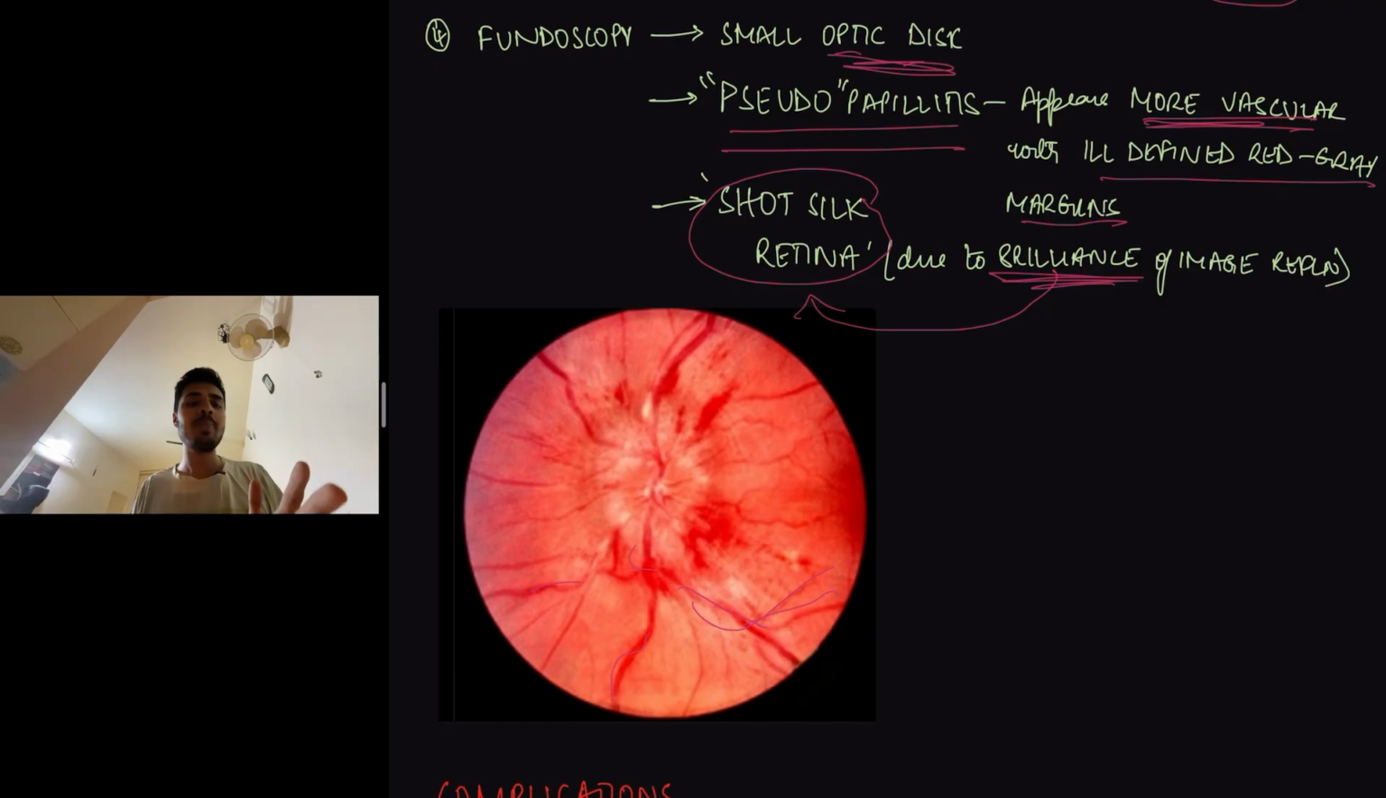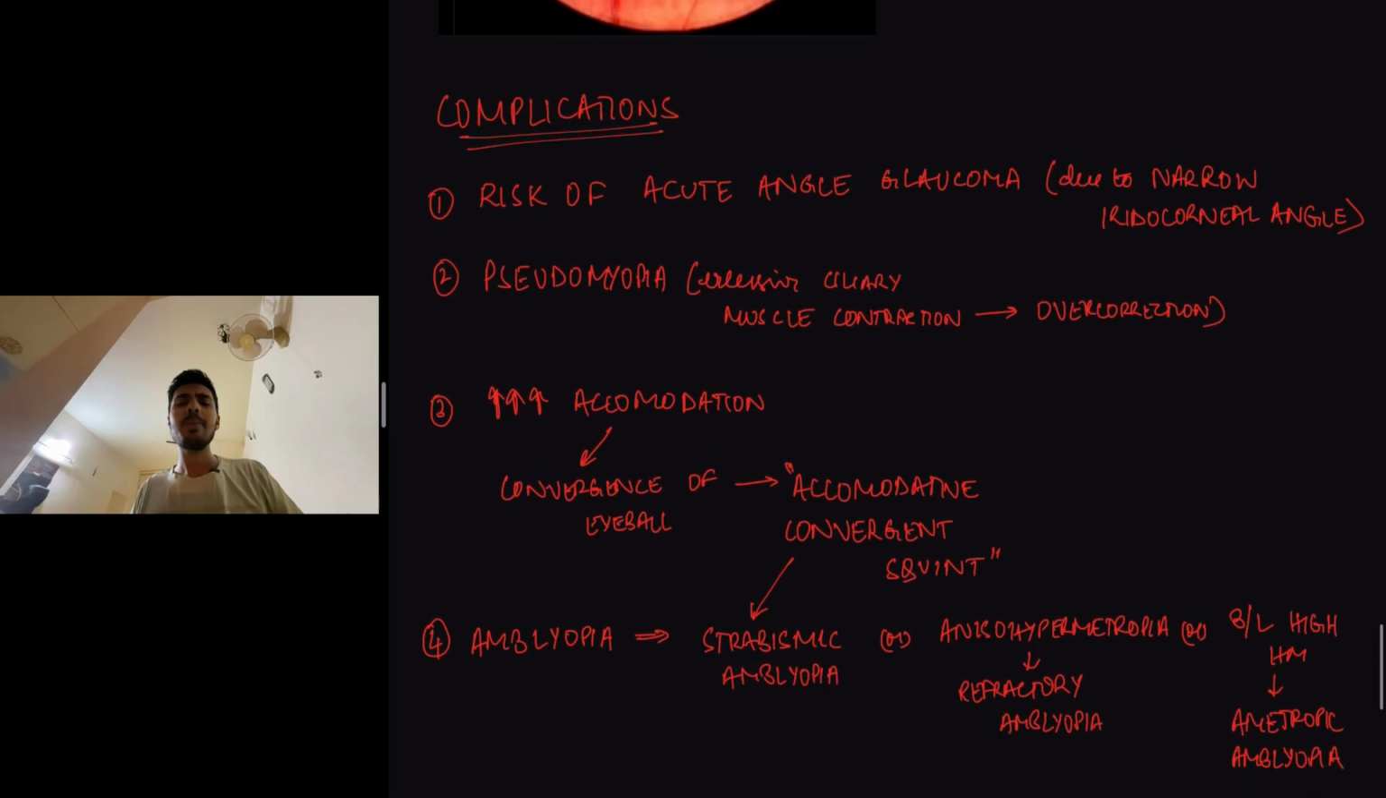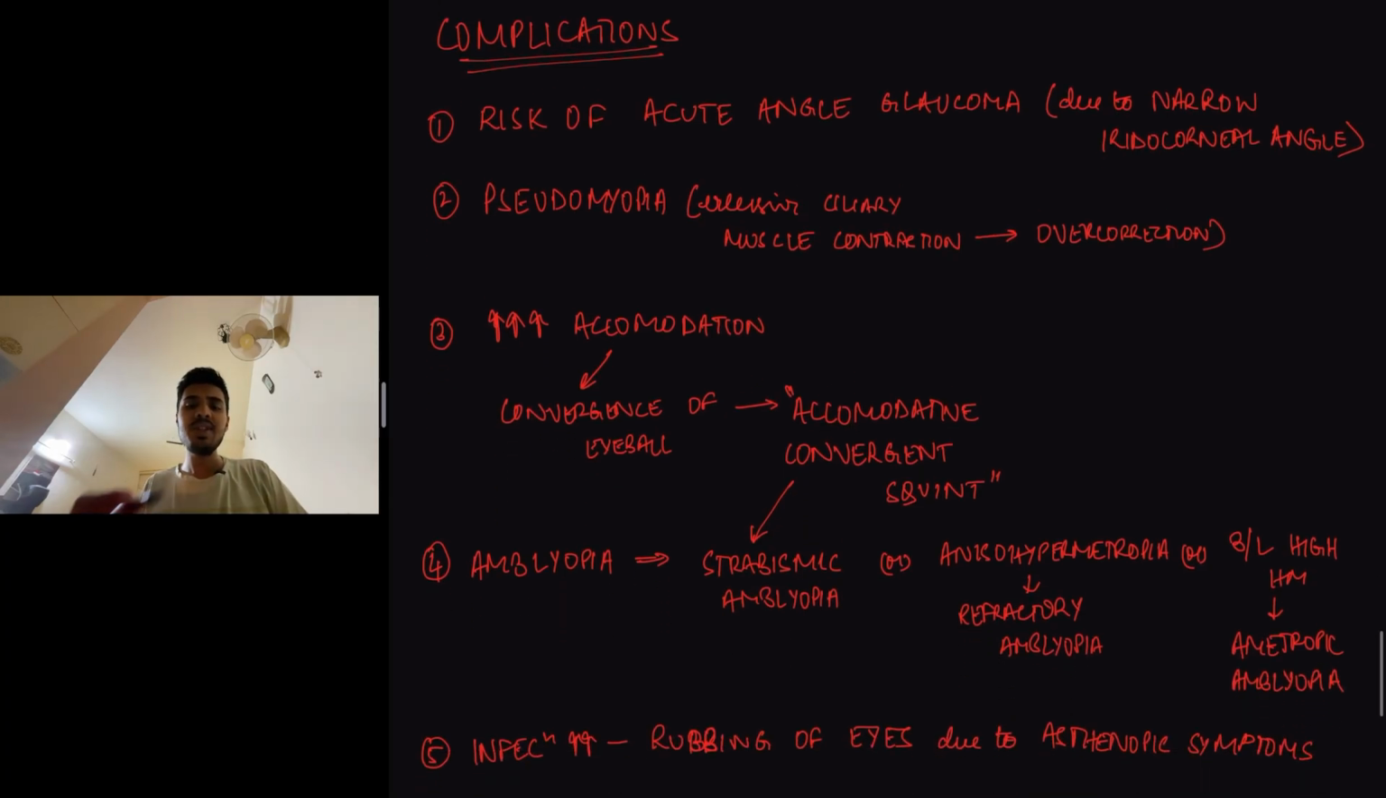grading of the hypermetropia through refractometry: less than 2 diopters low hypermetropia, 2 to 5 diopters moderate hypermetropia, more than 5 diopters high hypermetropia. Next, coming to the complications. Now, complications, think about it. Basically, any patient with hypermetropia, what they're trying to do, they're trying to accommodate, right?